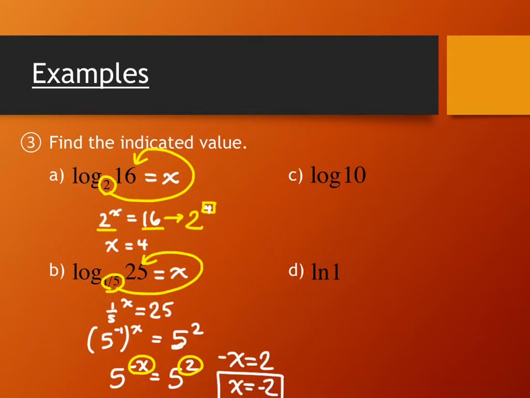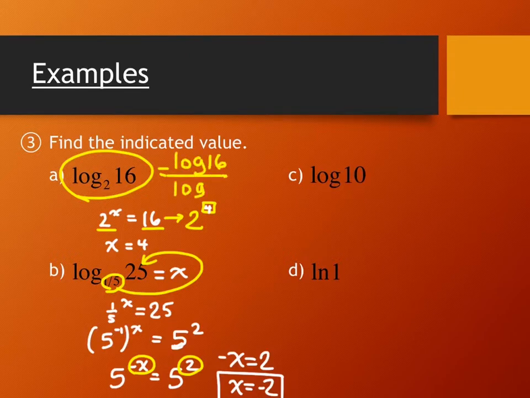I'm going to do the first one together, and then you can verify the other ones after that, if you prefer. So we'll take the first one, log base 2 of 16. I'm going to show you how you can use this and use your calculator. You can change this into the expression log 16 over log 2.